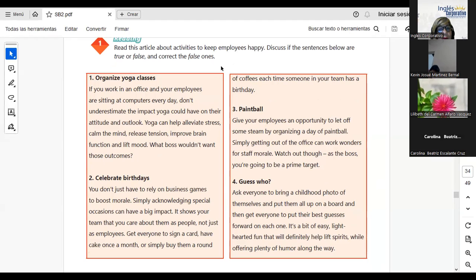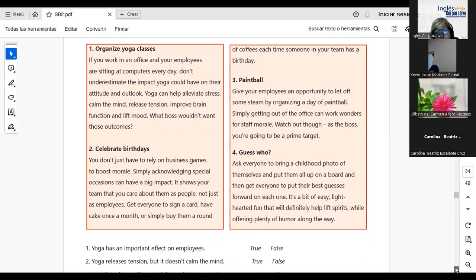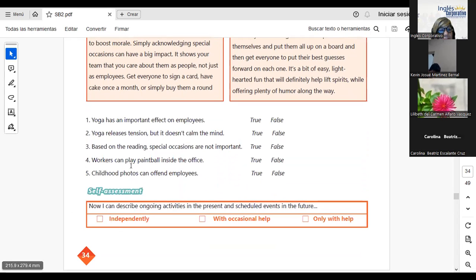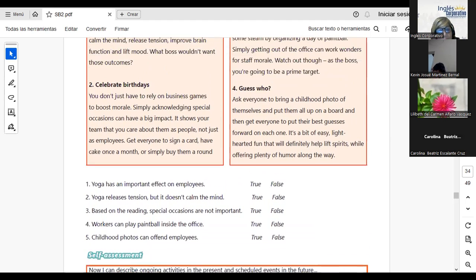Okay, if you remember, I gave you this vocabulary yesterday in the presentation. If you want to see the vocabulary, you can find it in yesterday's presentation. Then you read page number 34, and say if it is true or false. For example, number one, yoga has an important effect on employees. Okay, what is that? True or false? Select the correct option. Okay, guys, do it right now.